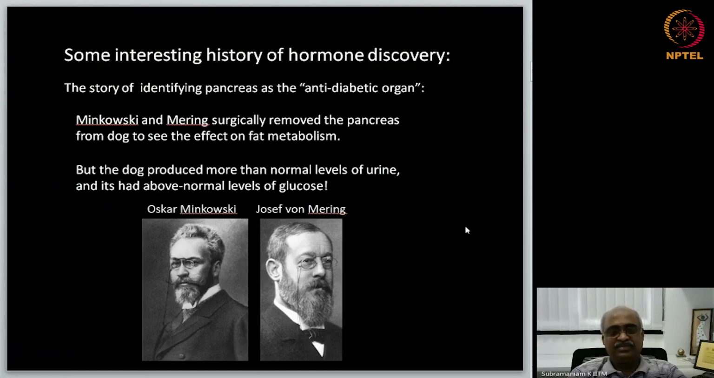Another interesting historical event is the discovery of insulin. These two guys, Minkowski and Joseph von Mering, both had an argument. They were working in a hospital lab environment, and they were wondering what the role of the pancreas is in fat metabolism. By that time, the pancreas was known to have a lot of lipases, and these two thought that the pancreas might be involved in fat digestion.